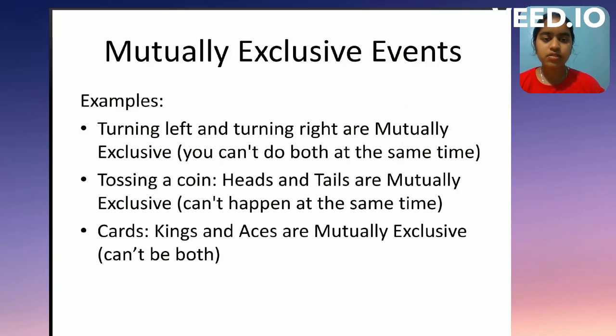Mutually exclusive events. For example, turning left and turning right are mutually exclusive. You can't do both at the same time. Another example is tossing a coin. Heads and tails are mutually exclusive; they cannot happen at the same time. Cards: king and ace are mutually exclusive, a card cannot be both.